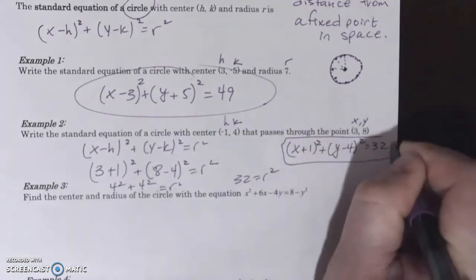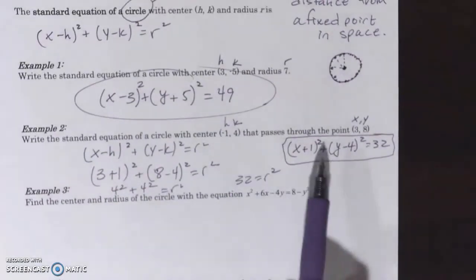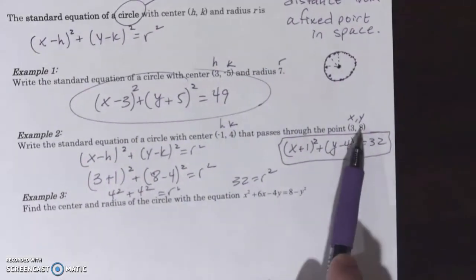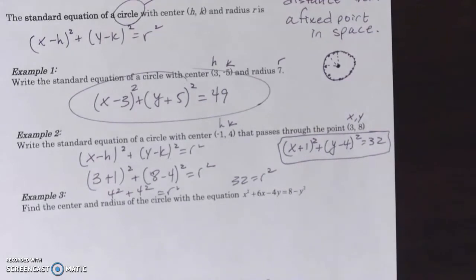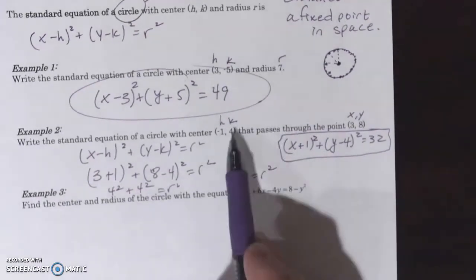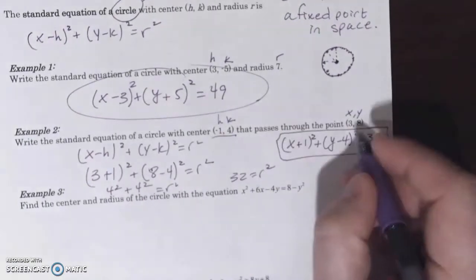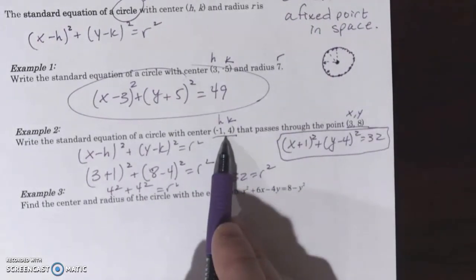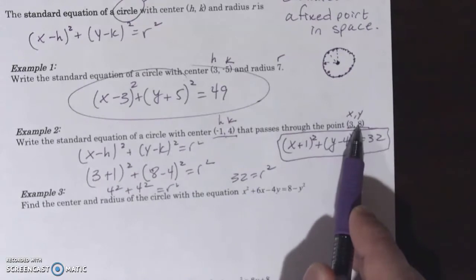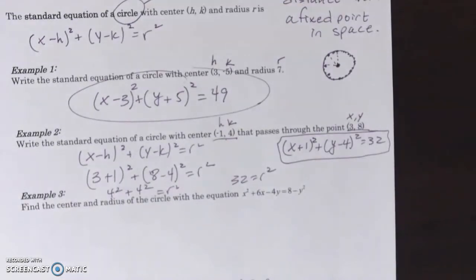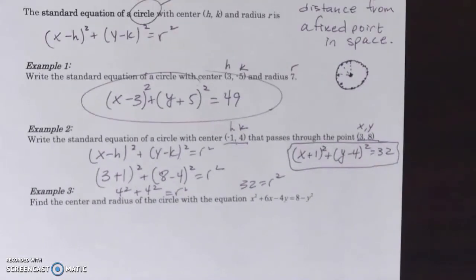That would be the equation of the circle with center (-1, 4) passing through the point (3, 8). How else could we have done this? We could have used the distance formula with these 2 points, because the distance from the center to any point on the circle would be equal to the radius. So you could have done that as well.